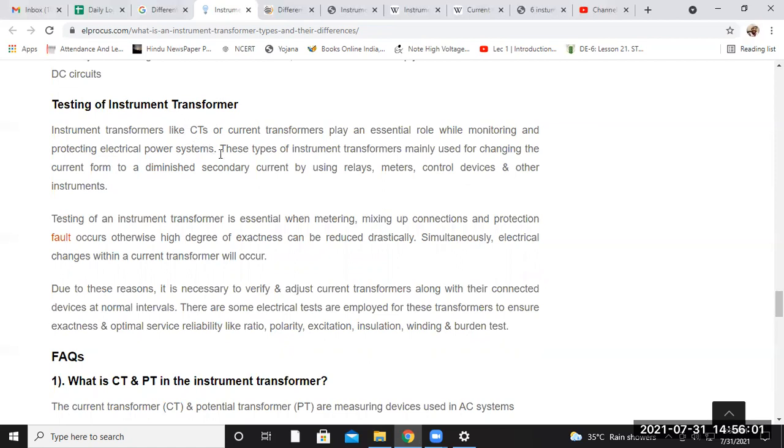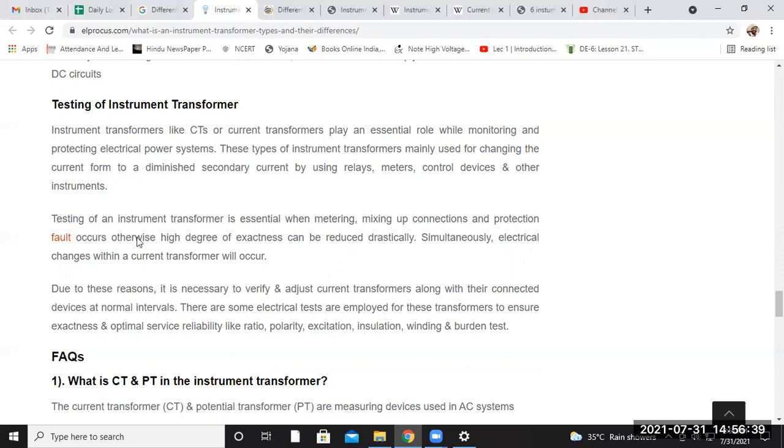This transformer is mainly used for changing the current to a diminished secondary current for use by relays, meters, control devices, and other instruments. So testing of an instrument transformer is essential when metering or connection mix-ups and protection faults occur. Otherwise, the high degree of exactness can be reduced drastically. Exactness means accuracy. The high degree of accuracy is reduced if we do not test the instrument transformer properly. Simultaneously, electrical changes with a current transformer will occur.